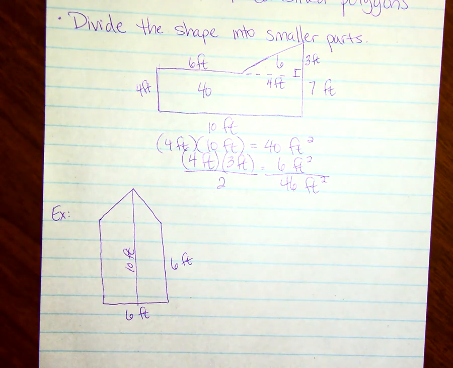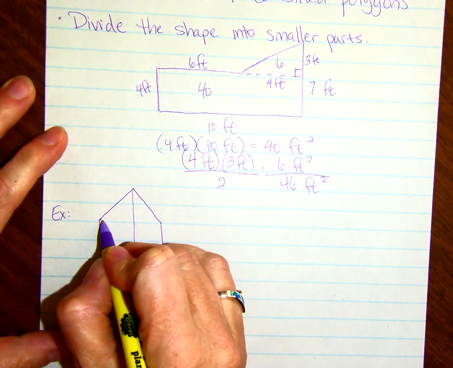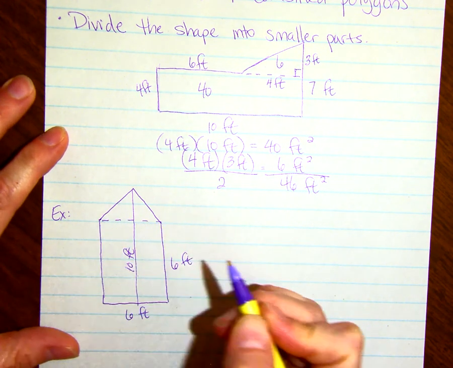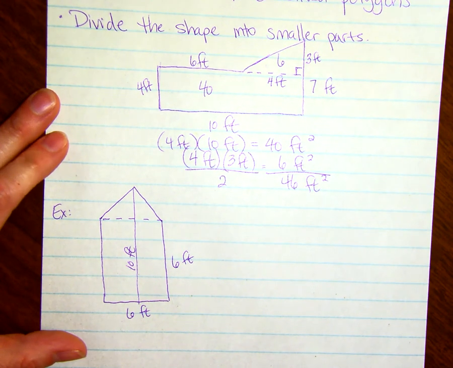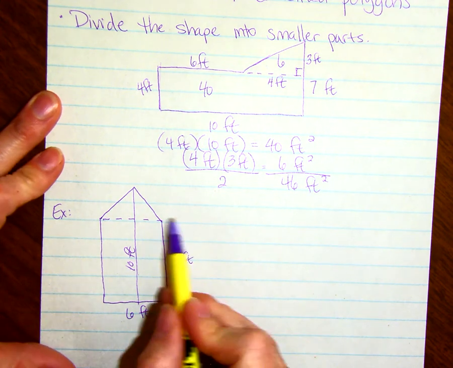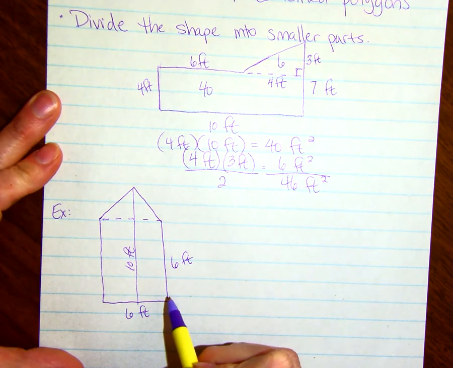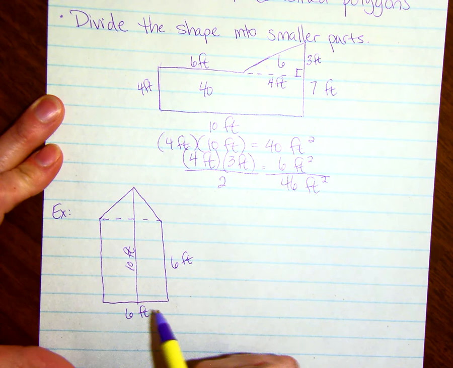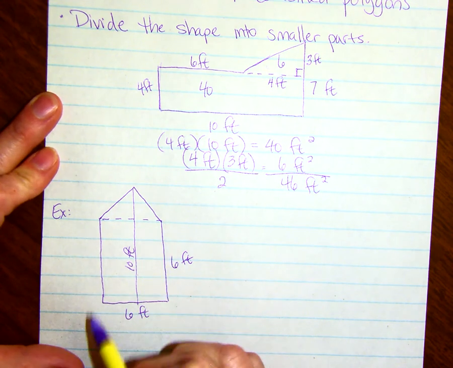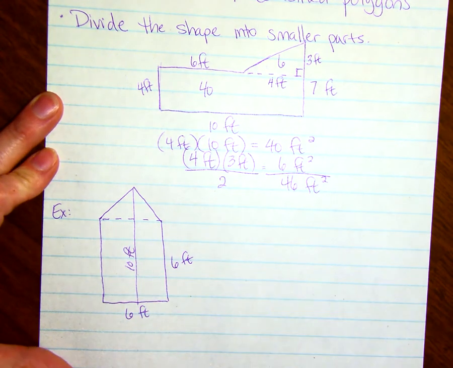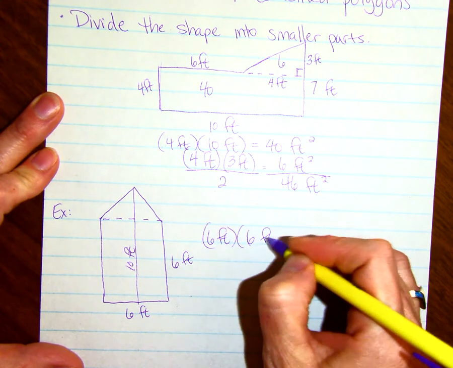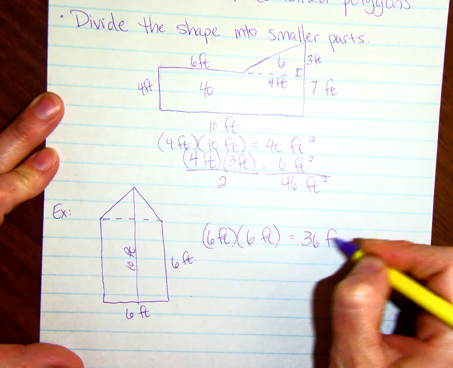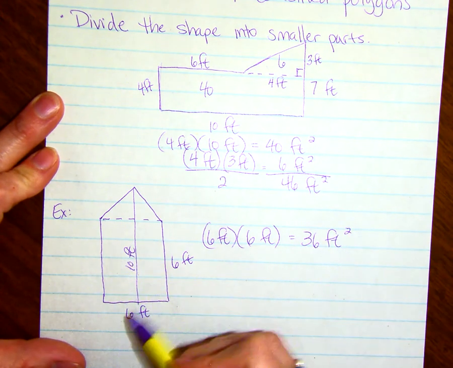So I'm going to divide this up into a triangle on top of a rectangle. So if I find the area of the rectangle, well, it's supposed to be a square, but it doesn't look very good. But 6 feet times 6 feet will just give me the area of this rectangle. 36 feet squared. That's the area of the bottom part.